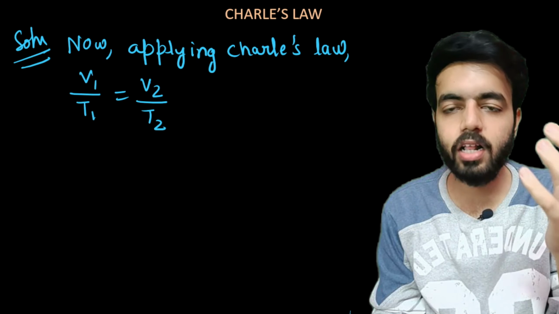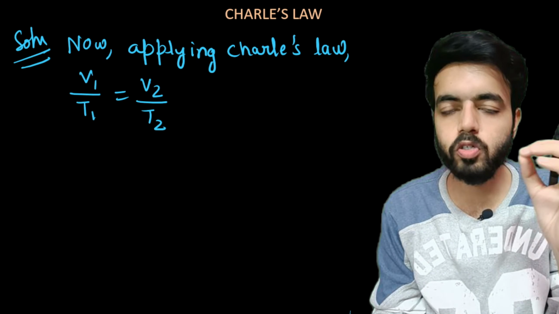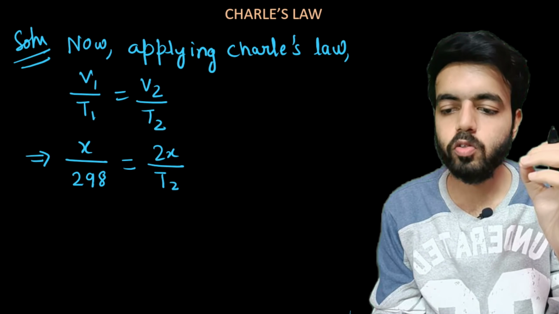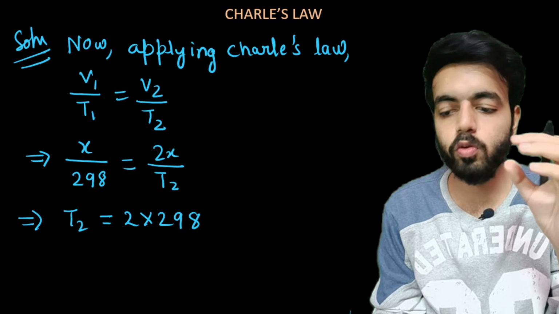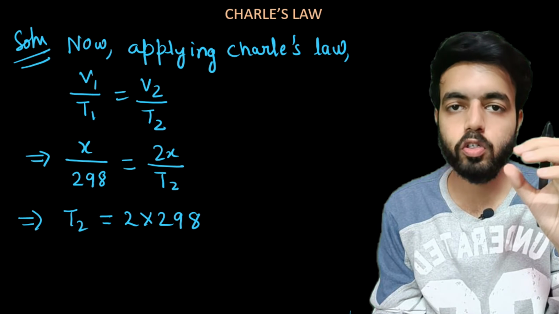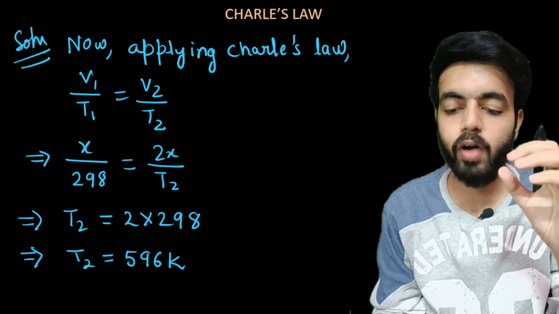Now let's apply Charles' law. V1 upon T1 is equal to V2 upon T2. ठीक है, सो लेट्स पुट द वैल्यूज. ये वैल्यू रहा आपके पास. Now let's cross multiply and solve. So T2 will be equal to 2 times 298, which will be 596 Kelvin.